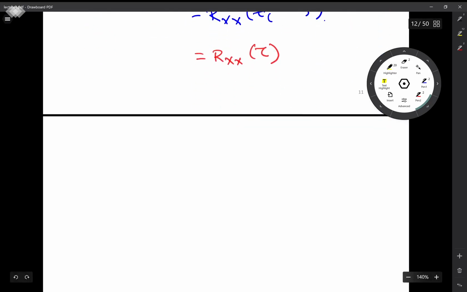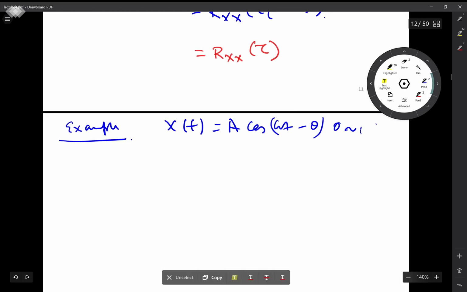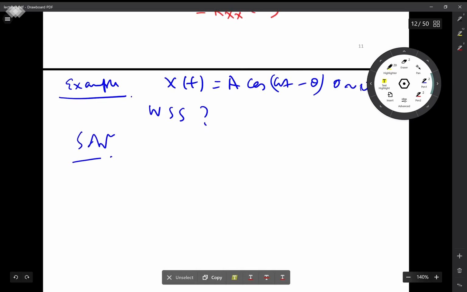So, for example, let's say a process is X(t) equals A cos(ωt − θ), where θ is from a uniform distribution of 0 to 2π. Now tell me if this process is WSS or not. Solution: what will be the ensemble average?